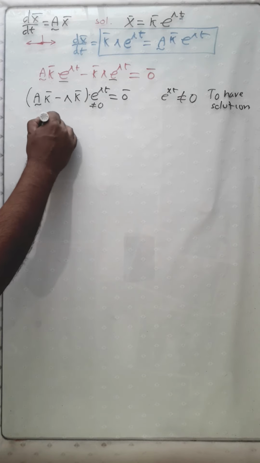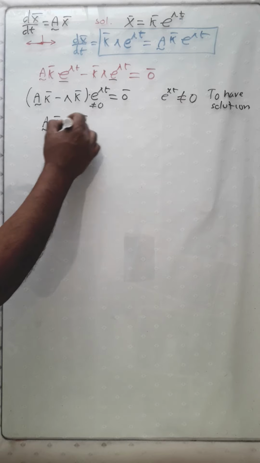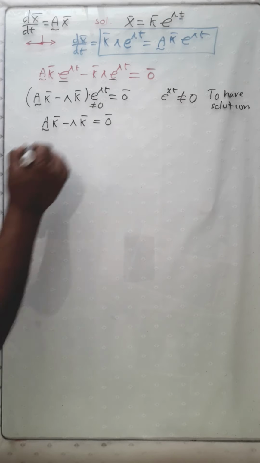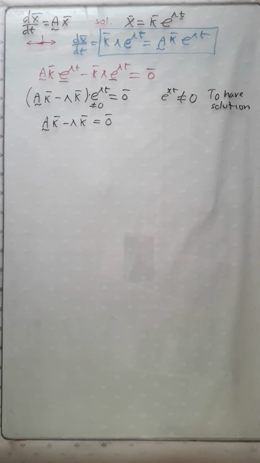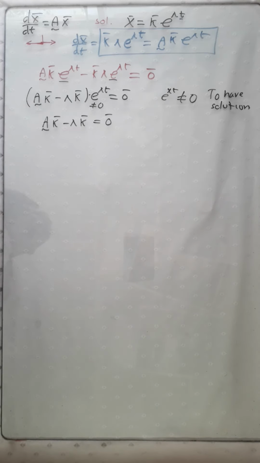So the only thing is A matrix K vector minus lambda K vector equal to 0 vector. Okay, now I can see here that also the K vector is the same, so we can factorize it. But be careful here, because it is not a number, they are vectors. So you have to be very careful with the factorization.